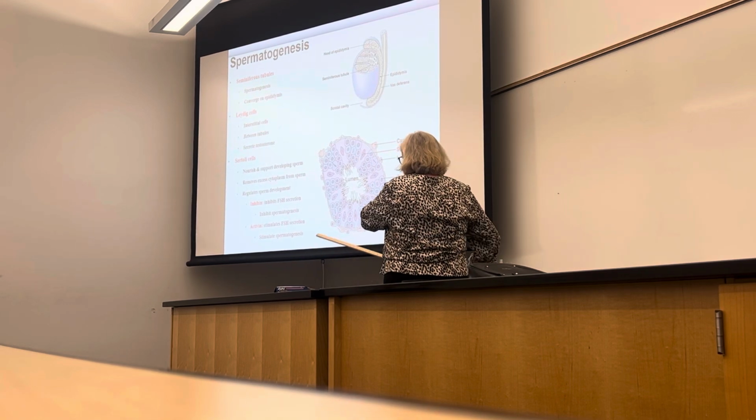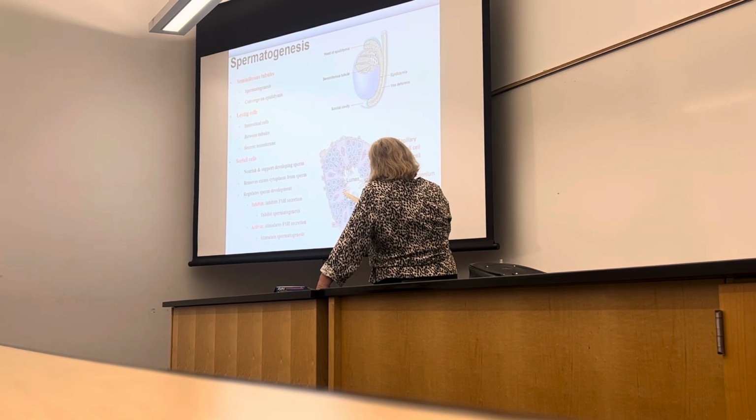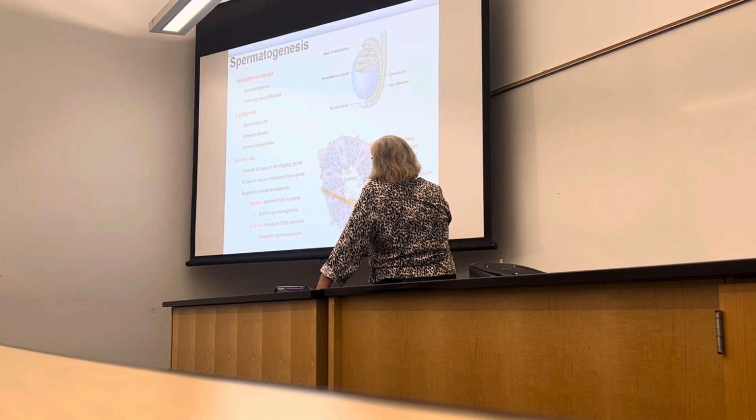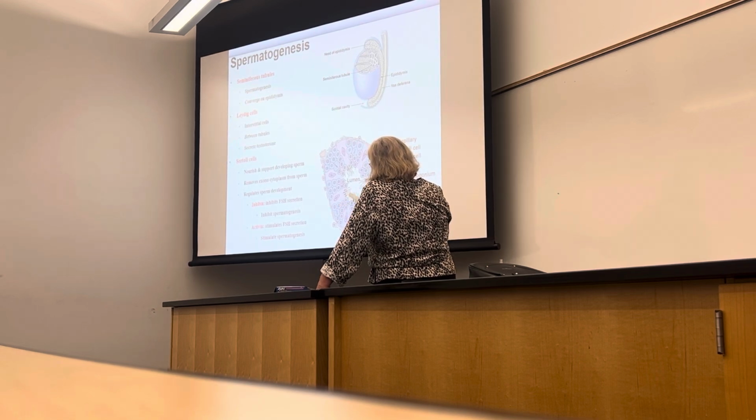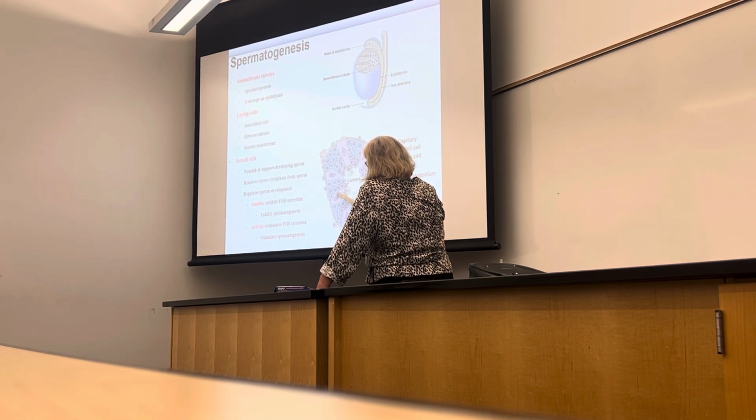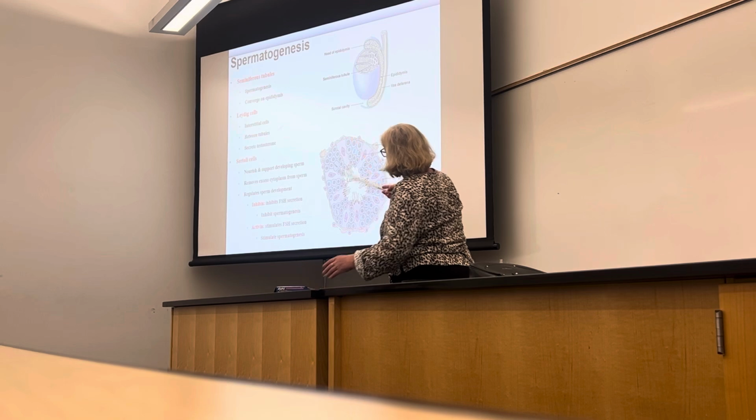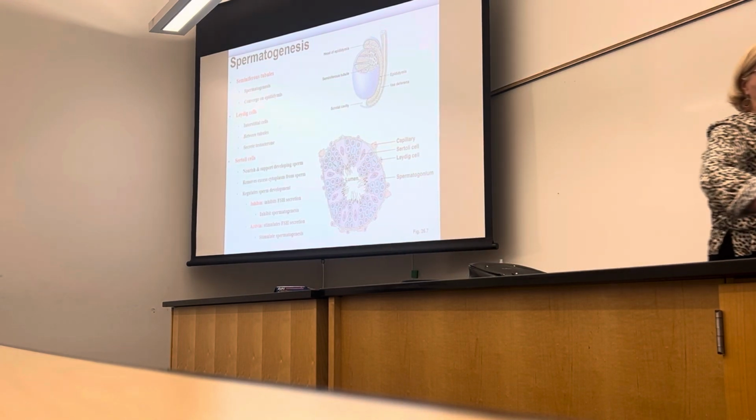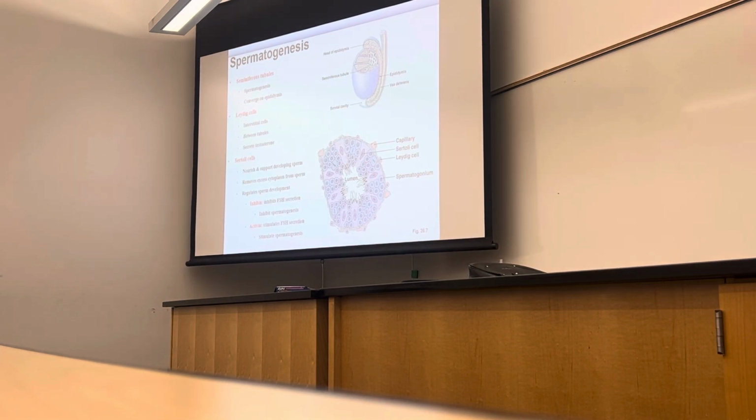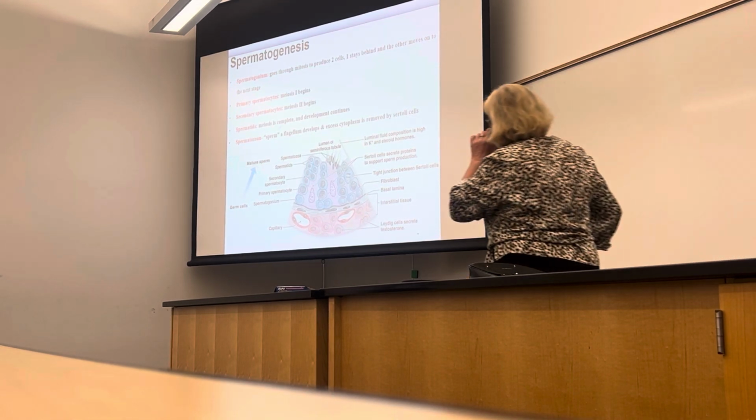So inhibin will inhibit the FSH secretion and will inhibit spermatogenesis, and activin will actually stimulate FSH and stimulate spermatogenesis. So the Sertoli cells will have a very important role, as I said, support and nourishment, and the Leydig cells will secrete testosterone and DHT, sorry.